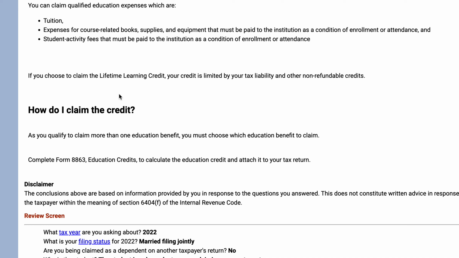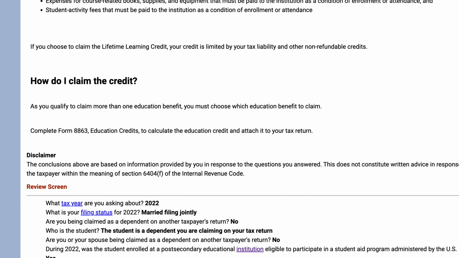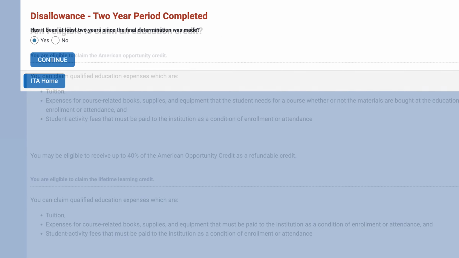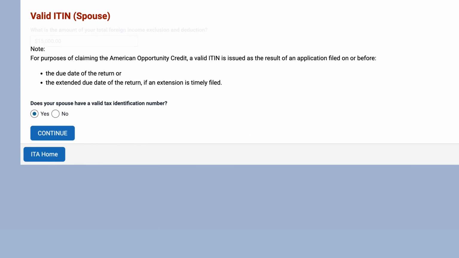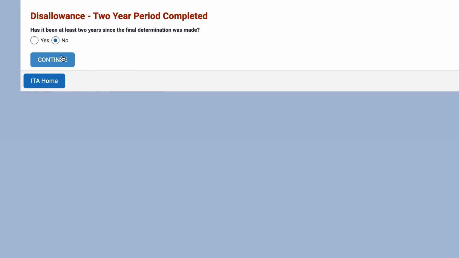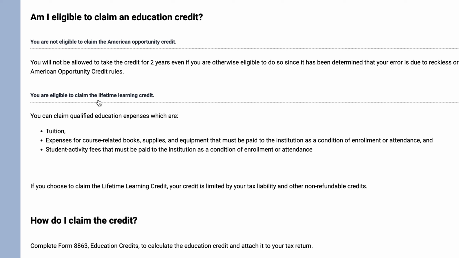So generally speaking, there's a cooling off period depending on what the IRS determination is. So let's go back one last time. Let's see what would happen if it hasn't been at least 2 years. So you wouldn't be able to take the credit for 2 years on the American Opportunity side because it was a refundable credit. You could claim the lifetime learning credit.